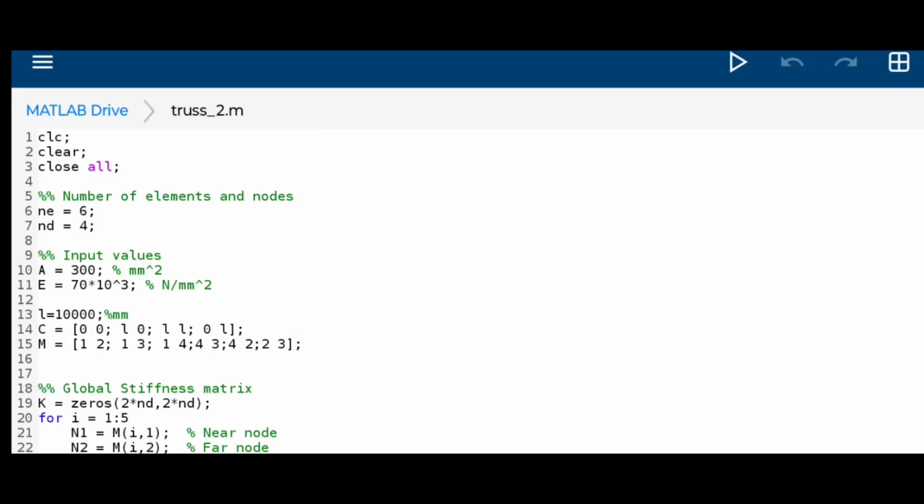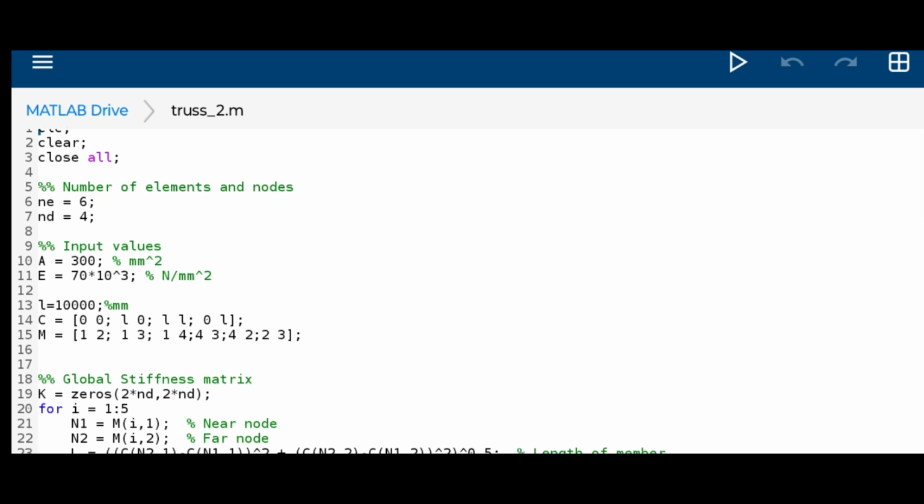Okay, so now we are on the MATLAB part of the program. Here you can see in line number 6, NA is the number of elements, as I have already shown you in the problem. Here the number of elements is 6 and the nodes are 4. It is a square kind of truss where each node is connected to 3 elements. So the number of nodes is 4 and the number of elements is 6.